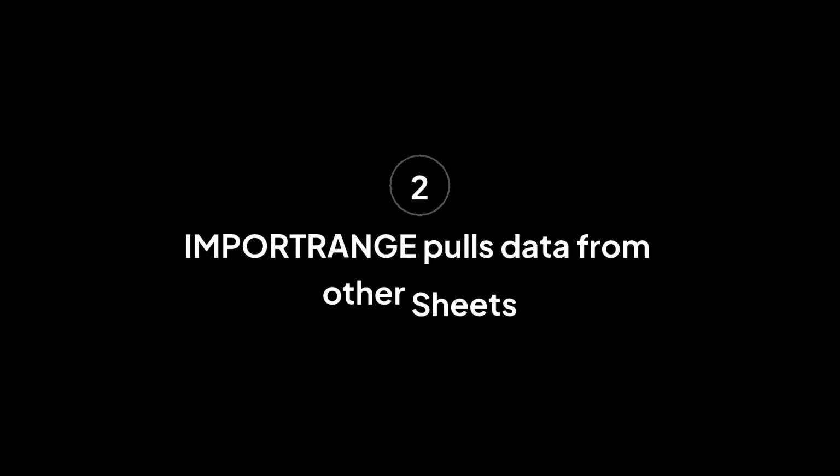IMPORTRANGE pulls data from another Google Sheet so you can consolidate sources. The first time you use it with a source, you may be prompted to allow access, then it updates automatically.